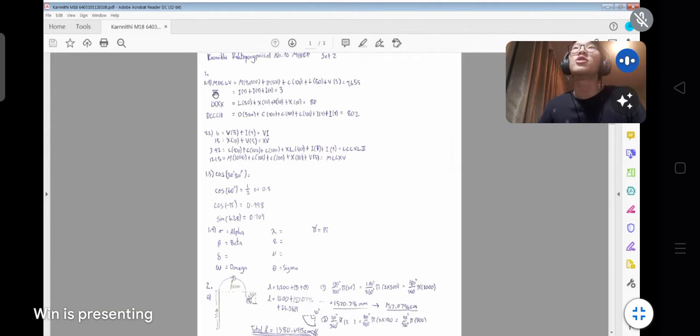The first question, MDCLV. From what I remember, M is equal to 1000, D is equal to 500, C is 100, L is 50, and V is 5. Adding all that together, you get 1655. The next one is very easy. It's three I's together, so an I is equal to 1, so 3 of that is equal to 3.